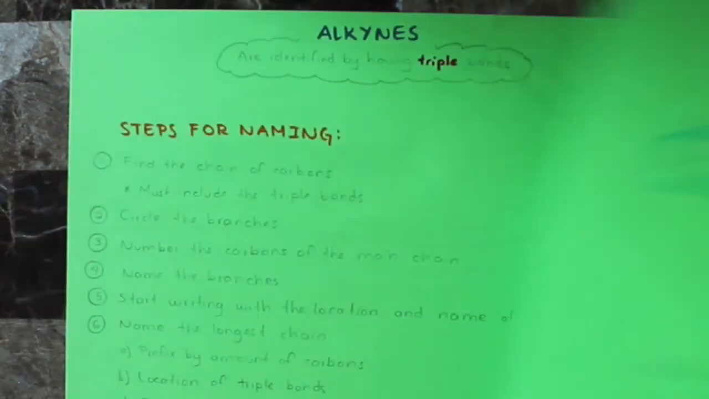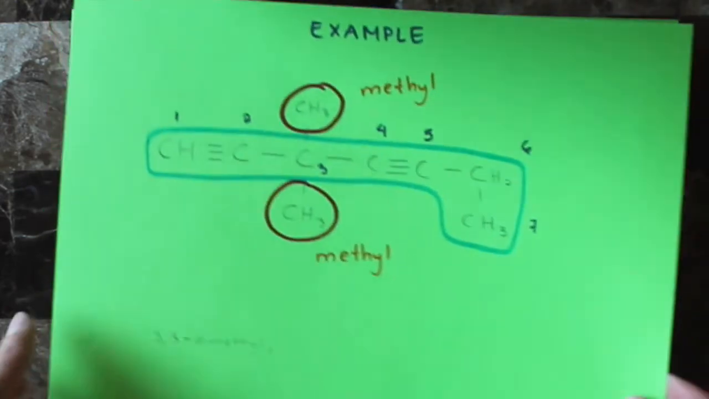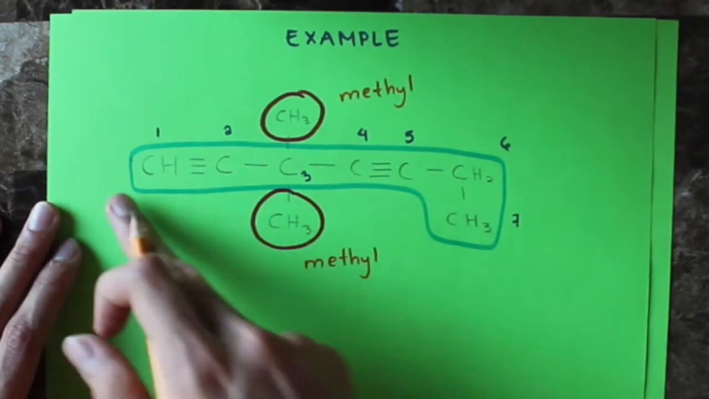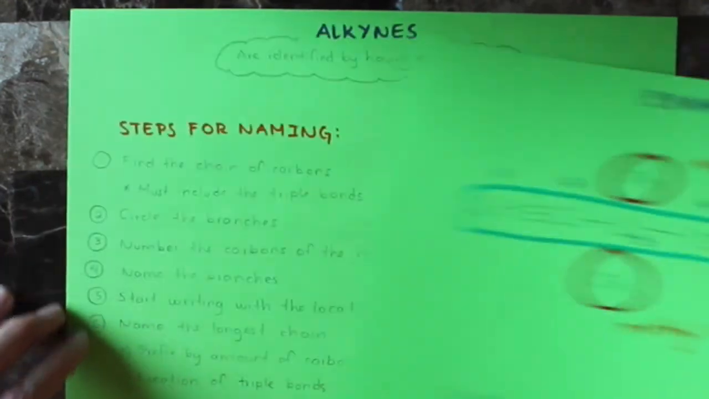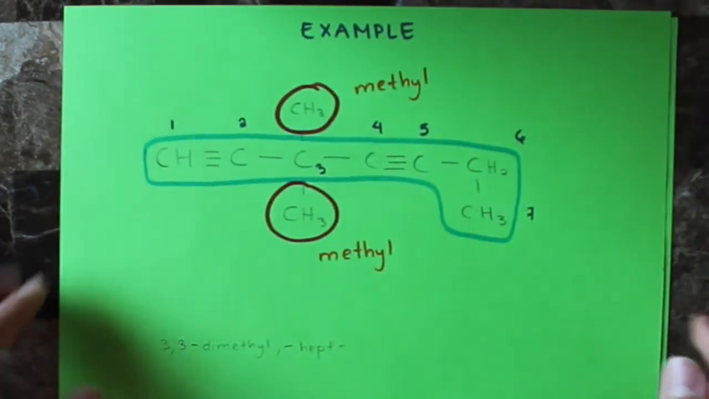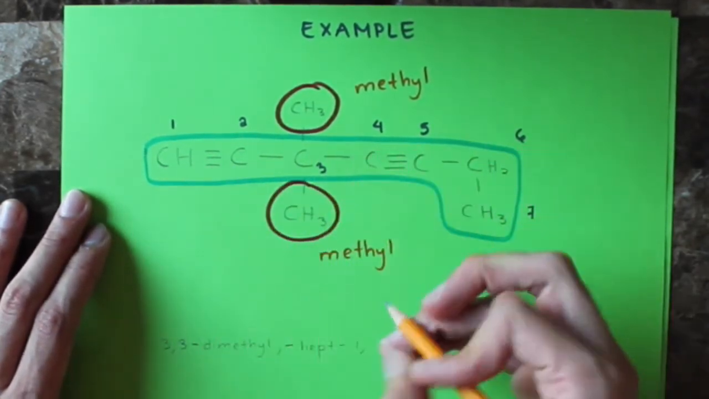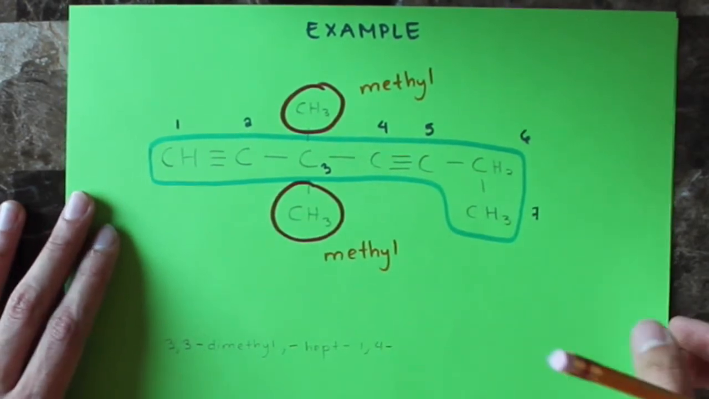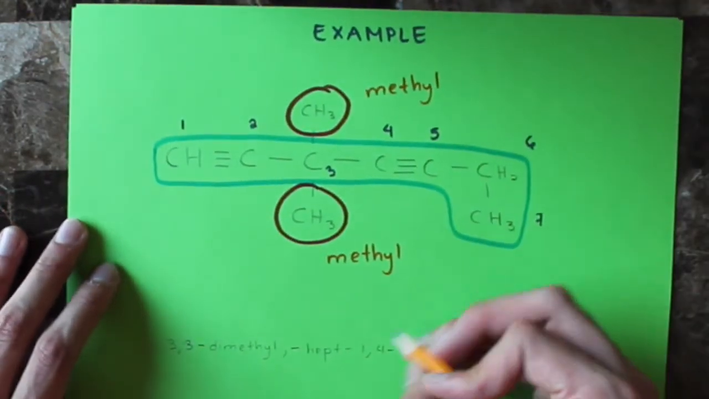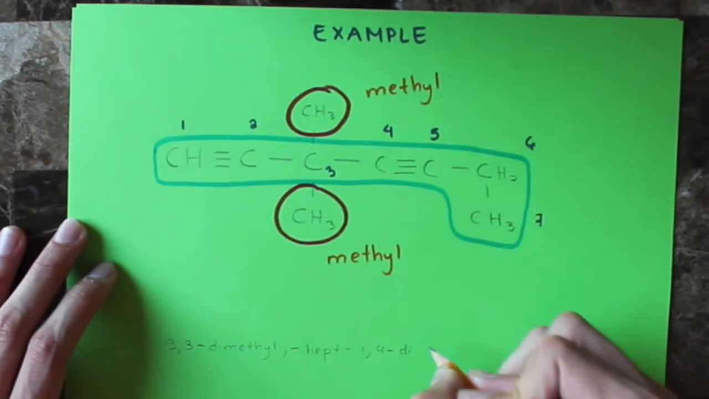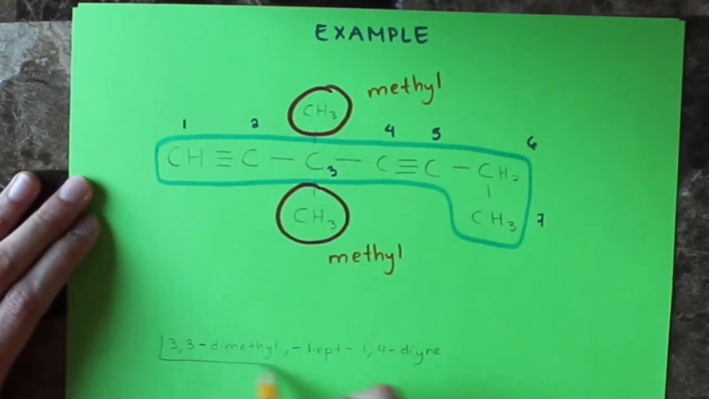And now, as we don't have other branches, name the longest chain. We start with the prefix by amount of carbons. So, as there are 7 carbons, we will use hept. Then we have to specify the location of the triple bonds. That is in carbon number 1 and in carbon number 4. Then we finish with the ending, that is alkyne. So we finish with di because they are 2, yne. And this is our name.